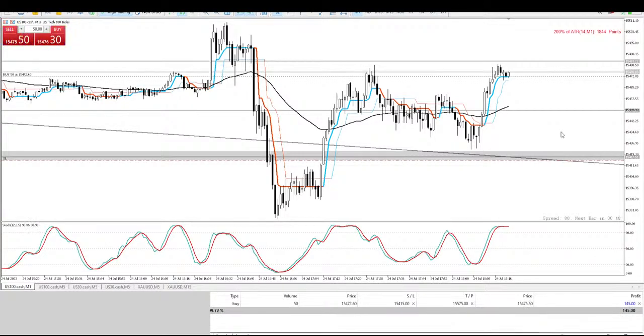Rami, good risk management there, man. 0.25, that's really good. I'm about a 1%, a little over 1% risk on this trade.